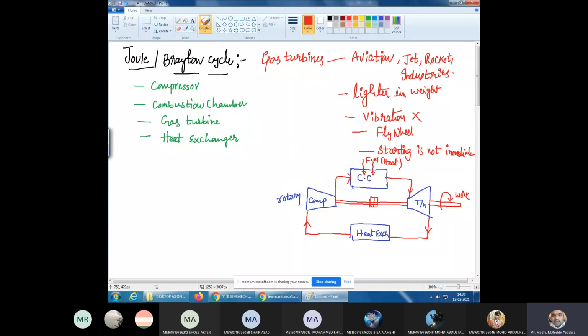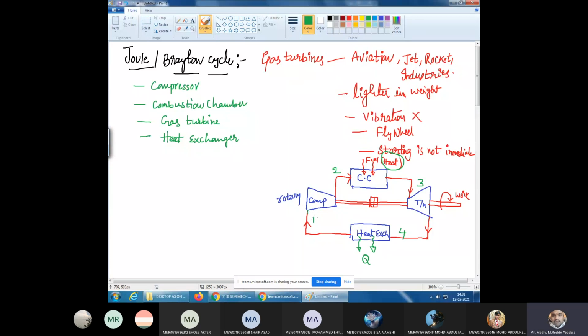Now, we have the compressor, combustion chamber, turbine, and heat exchanger. Coming to the working, let us consider this as state 1, entry to the compressor. Entry to the combustion chamber is state 2. Entry to the turbine is state 3. And entry to the heat exchanger is state 4. Heat is added in the combustion chamber, and heat is rejected from the heat exchanger. The air from the atmosphere is sucked into the compressor.